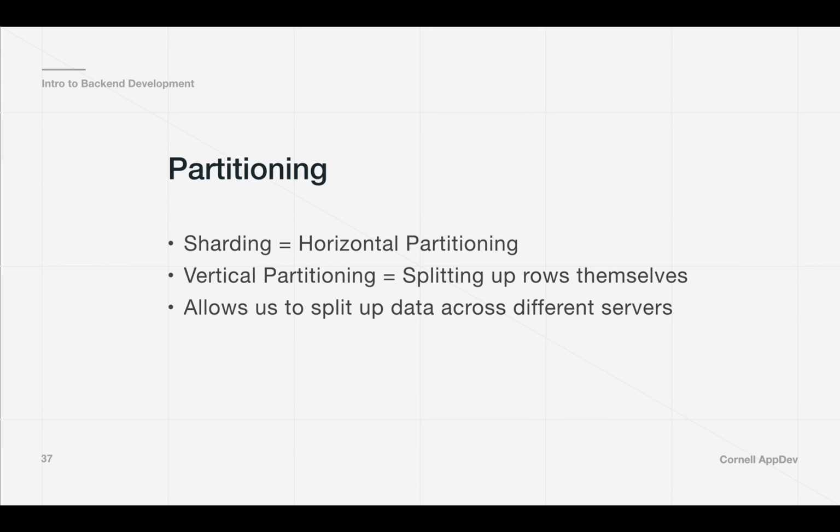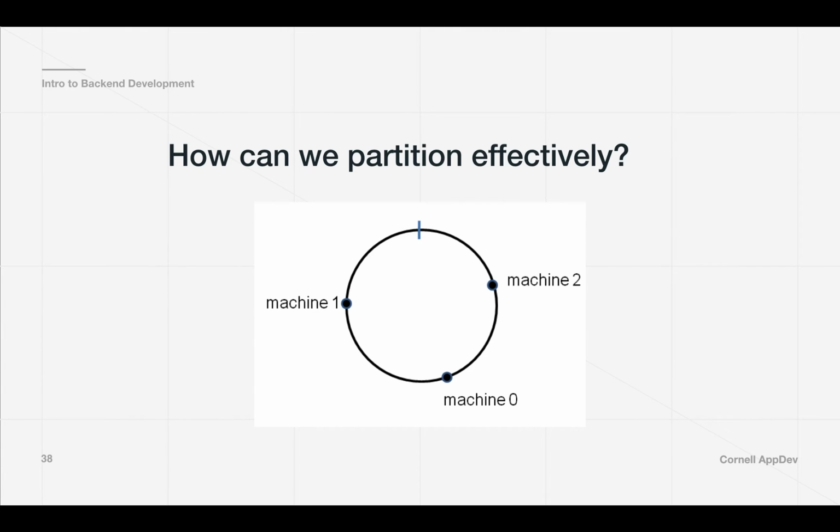But if you think about it, this isn't really great because, like we said, a lot of the queries that you're running are running by ID anyways. So you would have to look up on 2 different servers instead of just doing 1 server lookup. And partitioning in general, however you choose to do it, allows us to split up data across different servers. So does anyone have any questions about what partitioning is? Okay, great. So how can we partition effectively?